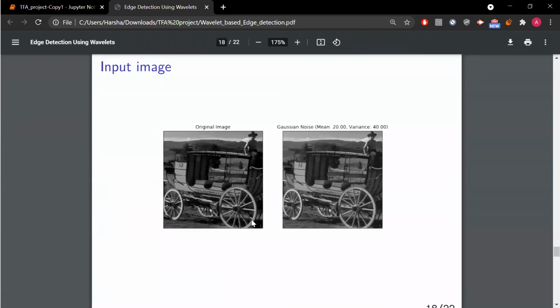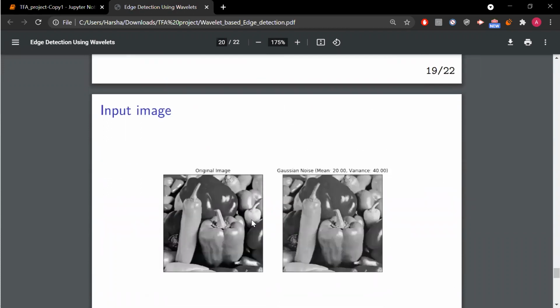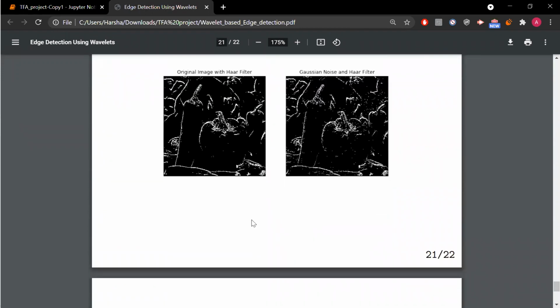So this is another example. This is our original picture and noisy image. And this is the output using the wavelet transform. Similarly, we have kept another example here. And this is our output.